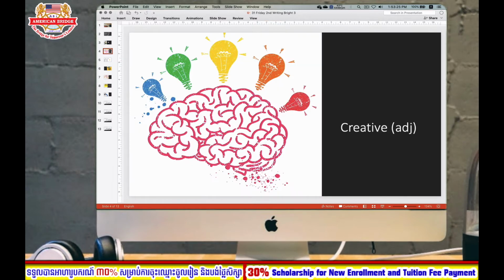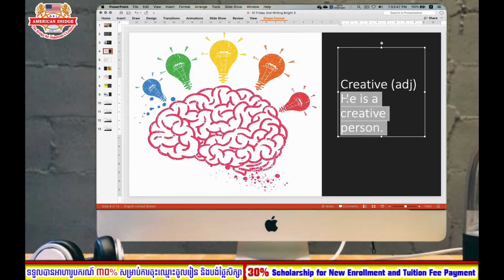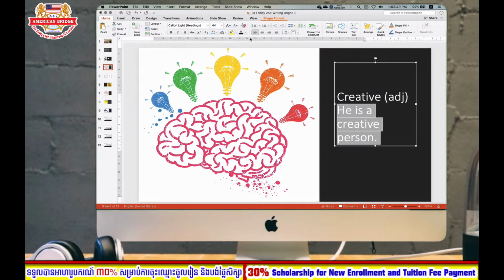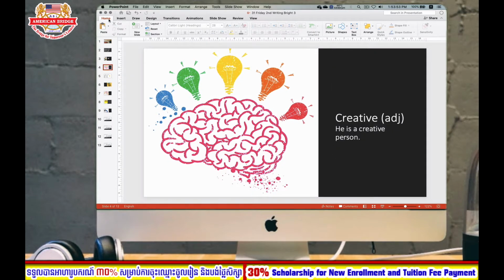And the second word is creative. This word functions as an adjective. As you know, the word creative is an adjective we use to describe a noun. So if you look at the example, he is a creative person. So he is a creative person. Okay, let me zoom it in to make it a little smaller. Okay, he is a creative person.